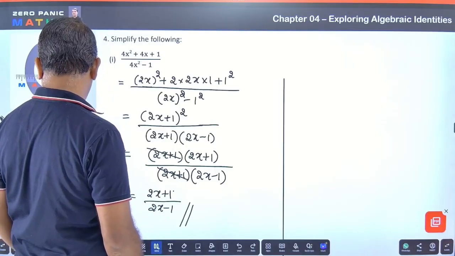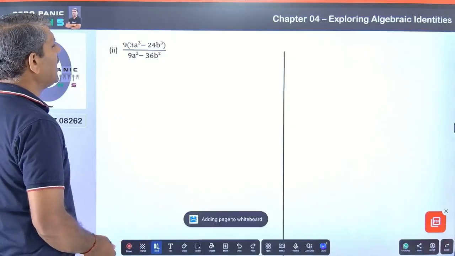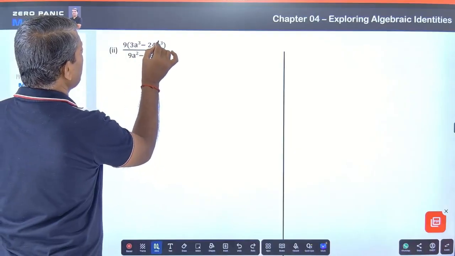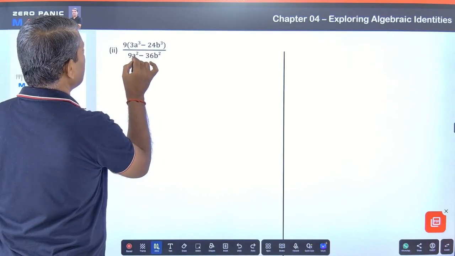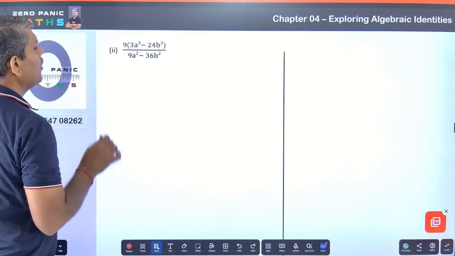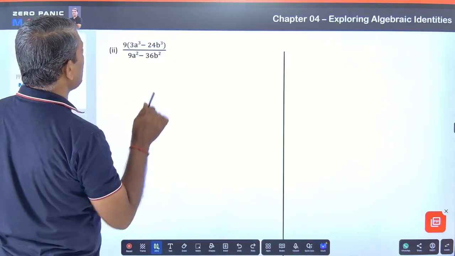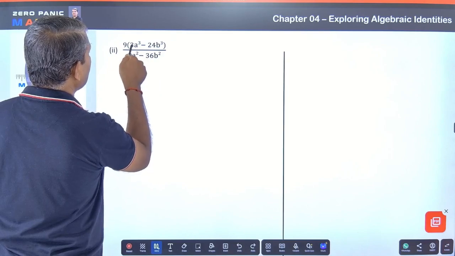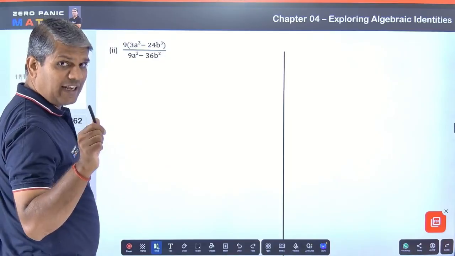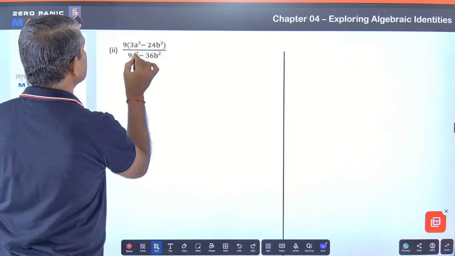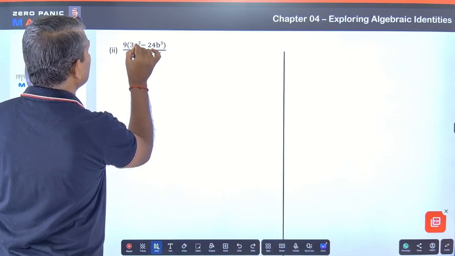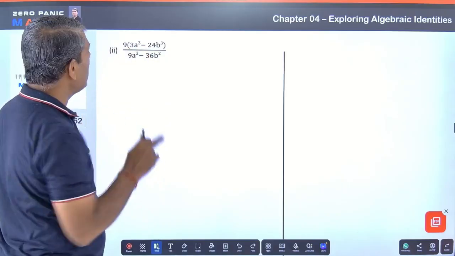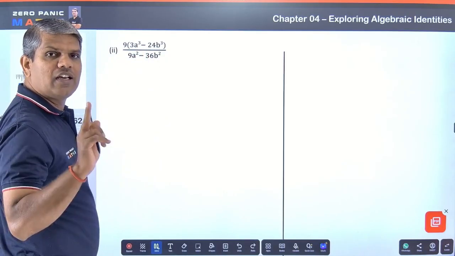So the problem number 1 of the fourth set. This is the second one now. Now the second one, you can see that it is looking like the a cube minus b cube formula, and here it is the a square minus b square formula. But before that you need to observe one thing, that I can take 9 common from here and 3 common from here. Until and unless I take those common things, I cannot make the numerator a cube minus b cube, because 3 is not a perfect cube and neither is 24 a perfect cube.